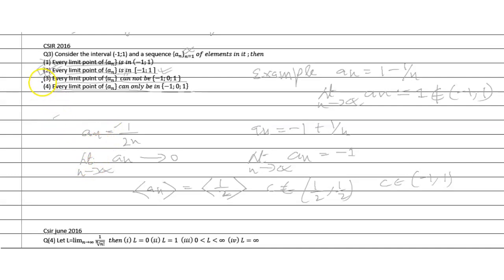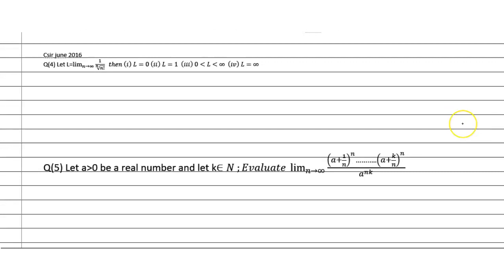But every limit point of a_n cannot be -1, 0, 1. This option is false. And every limit point of a_n can only be in -1, 1, -1, 0. This is also false, because you will see that 1 by 2 is also a limit point.